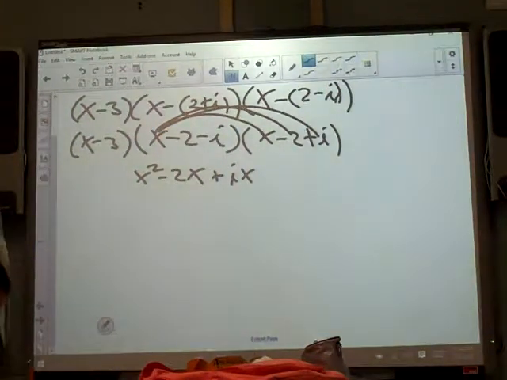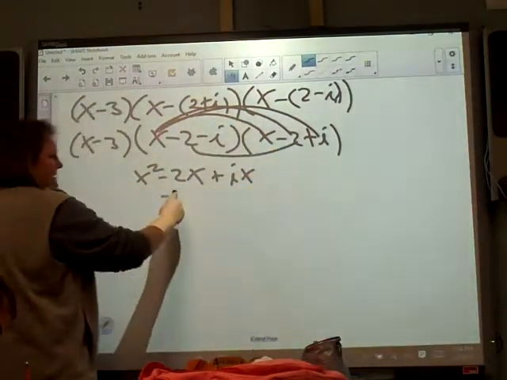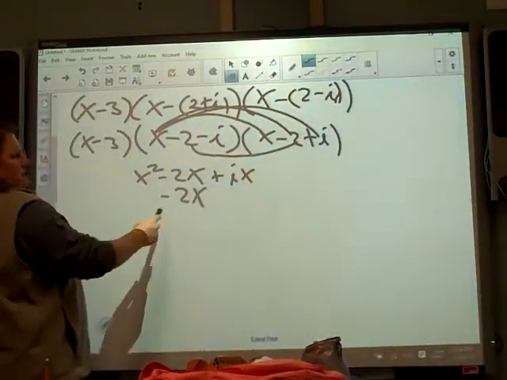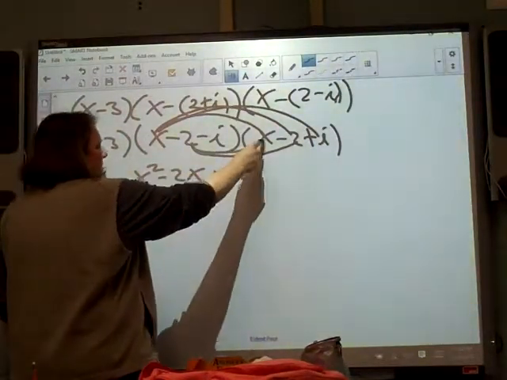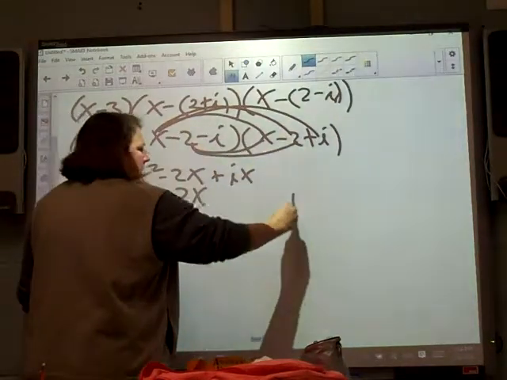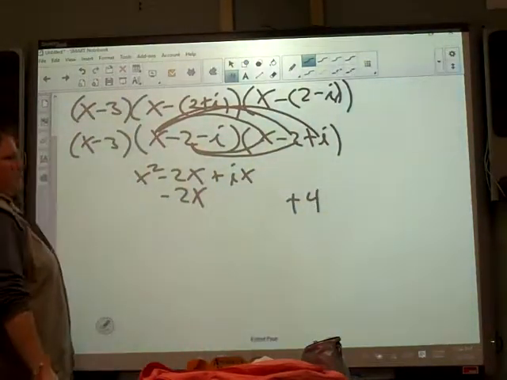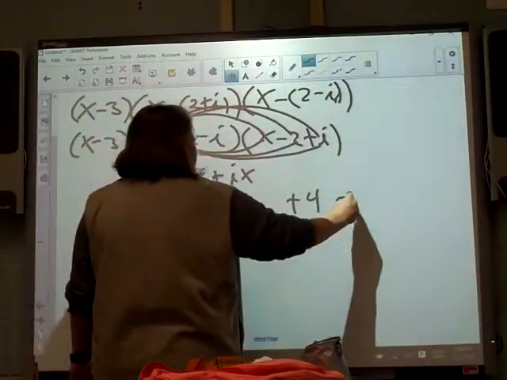Now I'm ready to go to the negative 2. Negative 2 times x. I'm going to match up like terms if I can. Yeah, I did draw that to the wrong one. That'll screw me up. Thank you, Mason. Negative 2 times x. Now I'm to that negative 2 times negative 2. I don't have a like term for it yet, so I just stick it on the end. And then negative 2 times i.